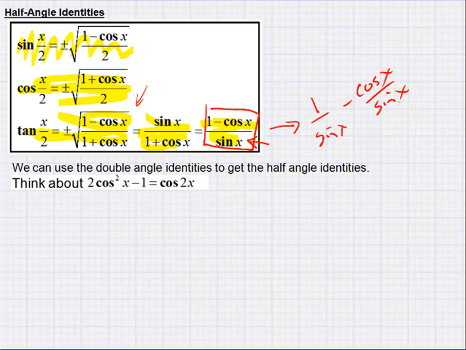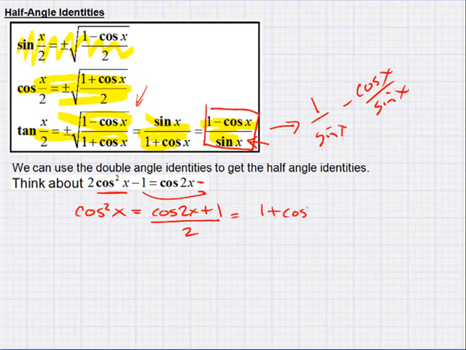So why are these identities what they are? Well, it has to do with the double angle identity and sort of looking at the double angle identity and almost working backwards. So if I look at this equation here and I solve for this cosine x, I'm going to add 1 to bring it to the other side and then divide by 2. So I get cosine squared x equals cosine 2x plus 1 over 2. I can also write that as 1 plus cosine 2x over 2.